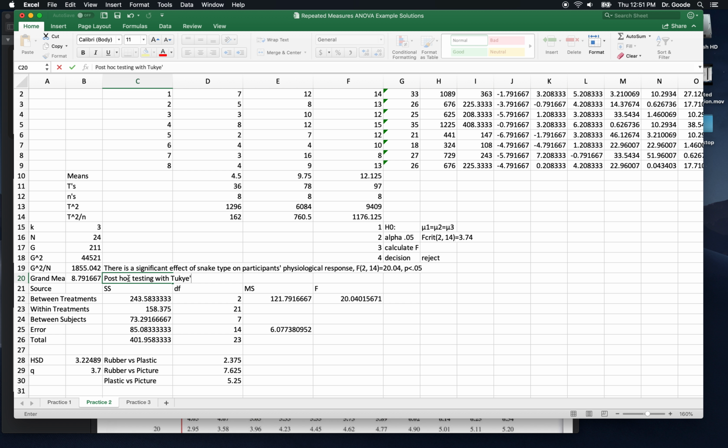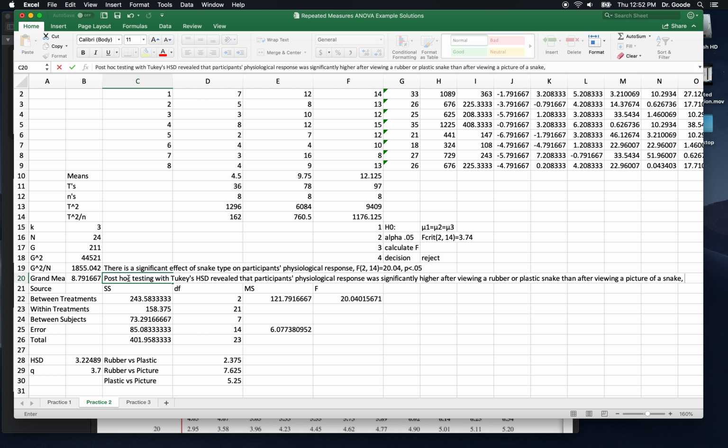with Tukey's HSD revealed the participants' physiological response was significantly higher after viewing a rubber or plastic snake than after viewing a picture of a snake, with HSD equal to 3.22 and p less than 0.05, period.